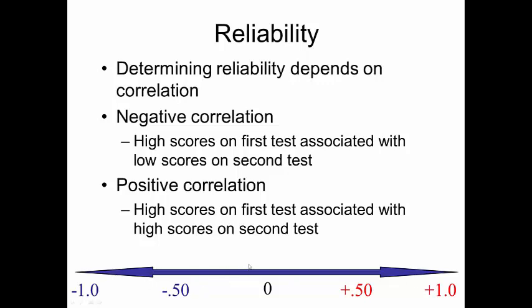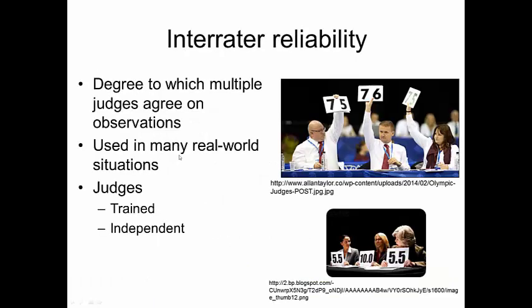When the reliability goes down, like I said, then you have some real concerns about measurement error, because that's what would be causing that. So inter-rater reliability refers to the degree to which different judges independently agree on an observation or judgment. We see this all the time.